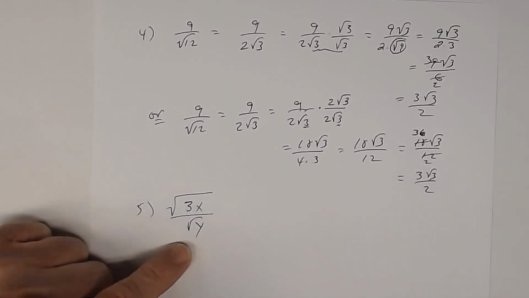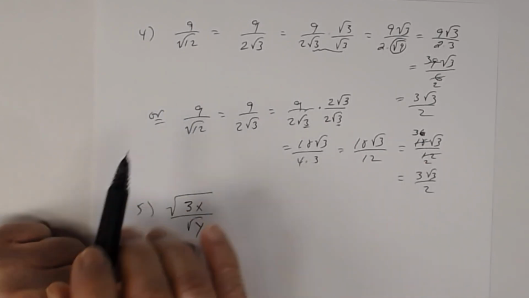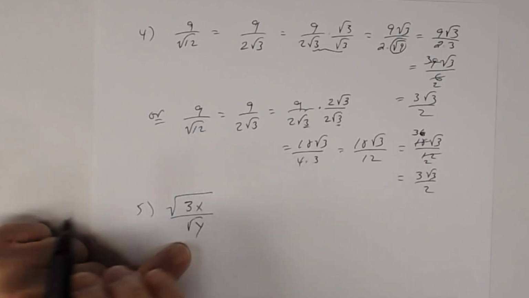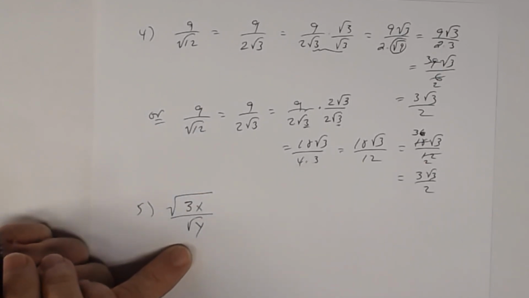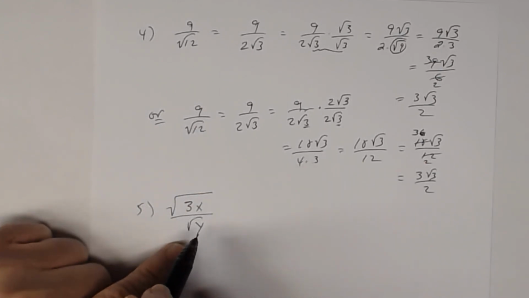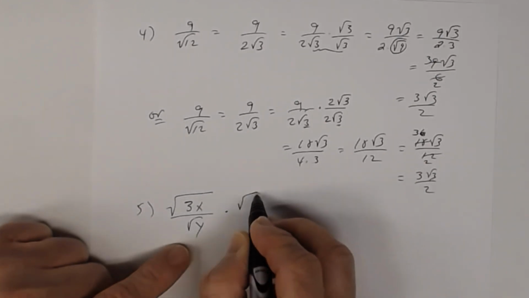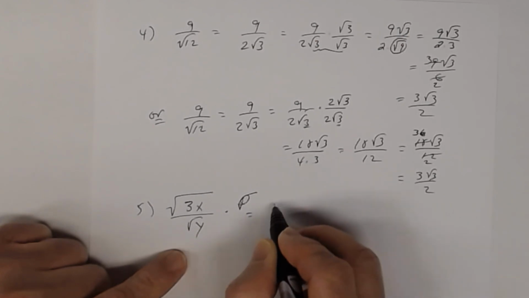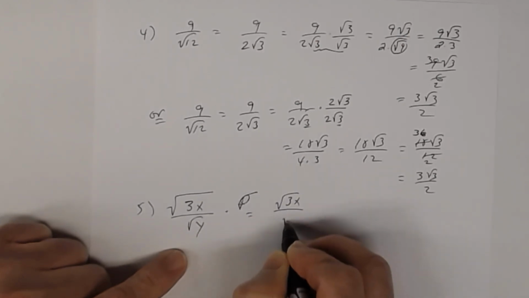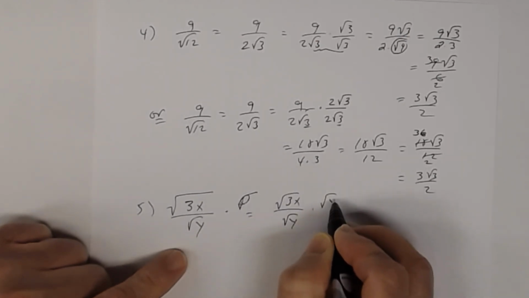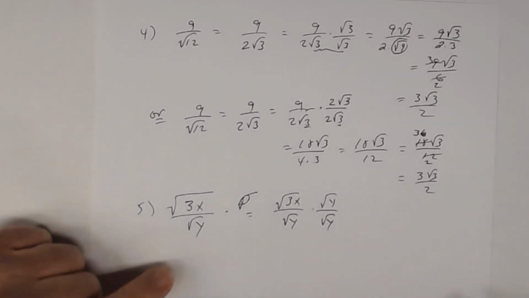So the idea that we dealt with in the previous 4 problems was to get rid of that square root that's in the denominator. So the square root of y, if I want to get rid of that square root, then I'm going to multiply both numerator and denominator by the square root of y. That's the process we've been using.